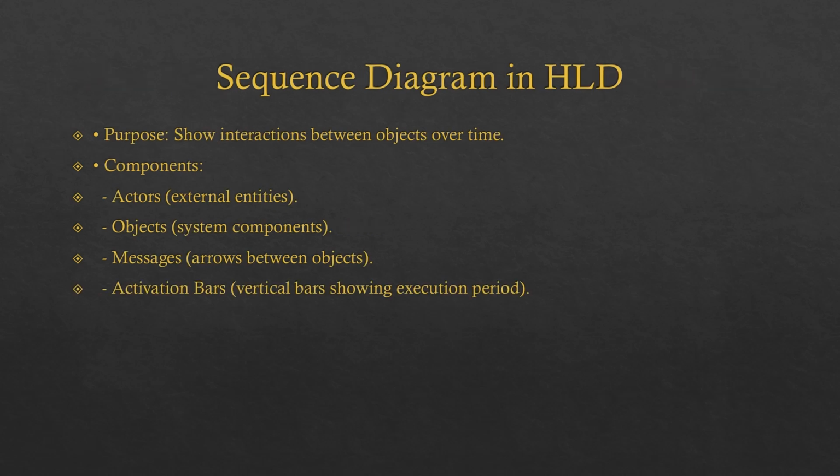Next, let's look at the sequence diagram. A sequence diagram shows how objects interact in a particular sequence of events over time. It's perfect for showing the flow of messages between objects. For example, in an online payment process, a user sends a payment request to the payment gateway, which then communicates with the bank to process the payment and confirm the transaction.